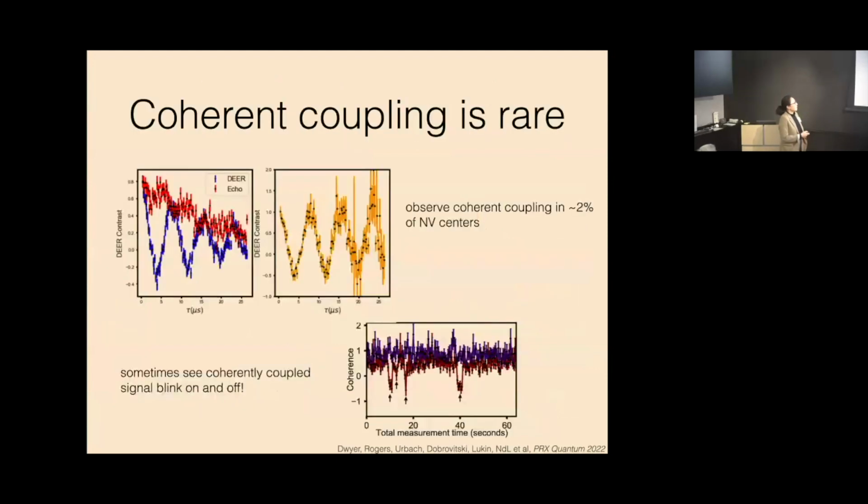Puzzle number 3 was that, remember I said that the NV centers are much closer to the spins than they are to each other. So that means that I should see coherent coupling all the time. But we almost never saw coherent coupling. We would see it in something like 1 to 2% of NV centers. And maybe as a hint to what the resolution to this puzzle is, sometimes we would see this coherent coupling blink on and off on human timescales.